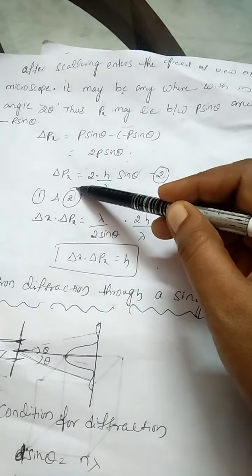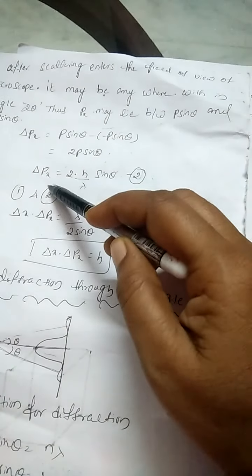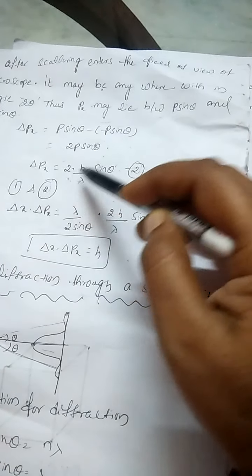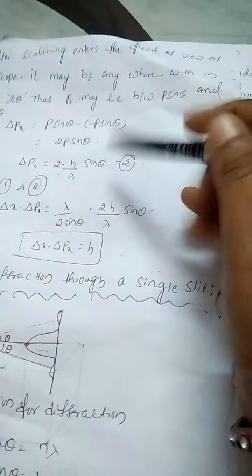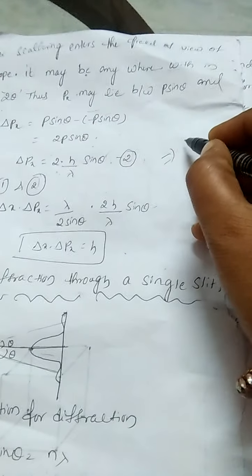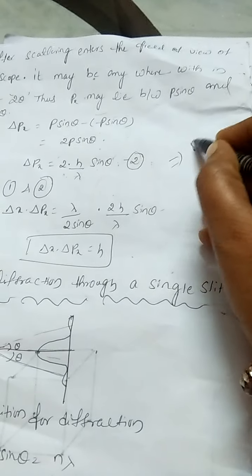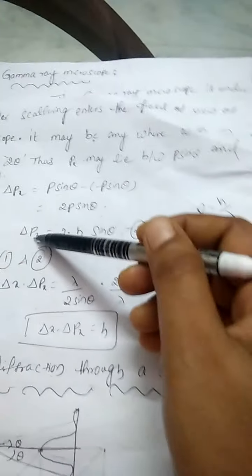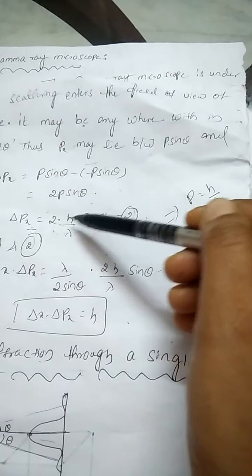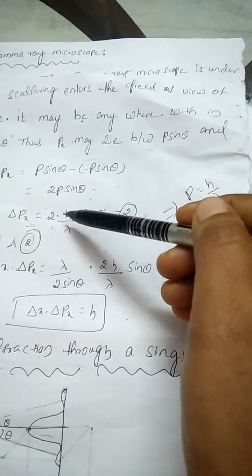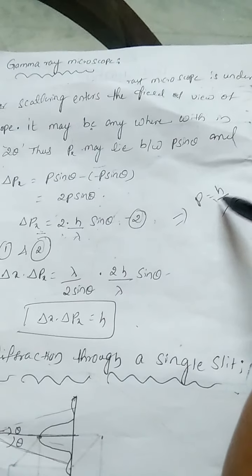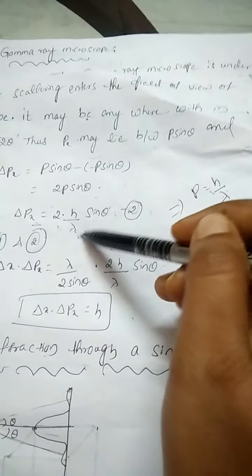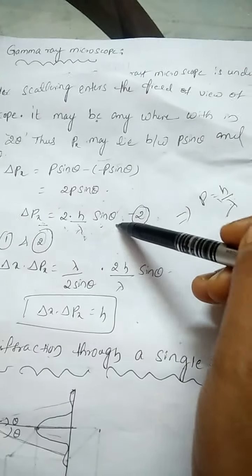The change in momentum of the electron is delta px equal to 2h by lambda into sin theta. Before collision, the initial momentum is p equal to h by lambda. After scattering, the momentum change becomes delta p equal to 2p sin theta. From equation number 1, p is equal to h by lambda, so we get h by lambda into sin theta.